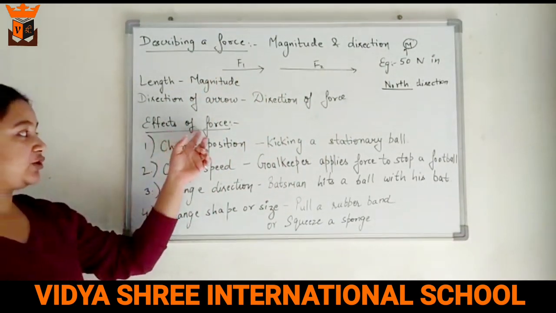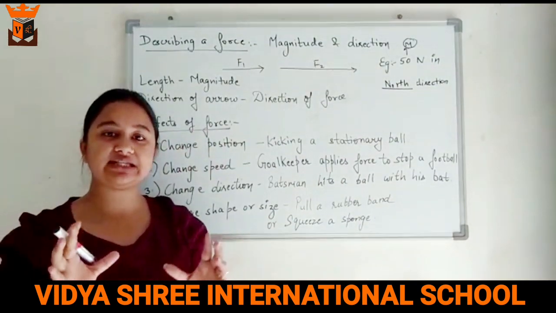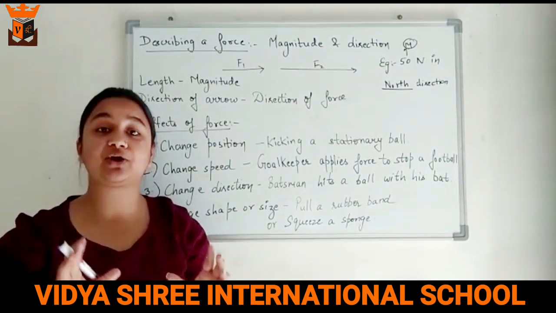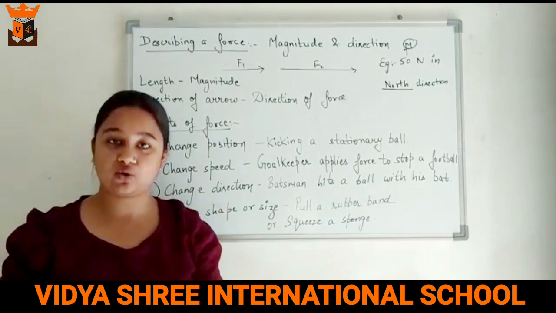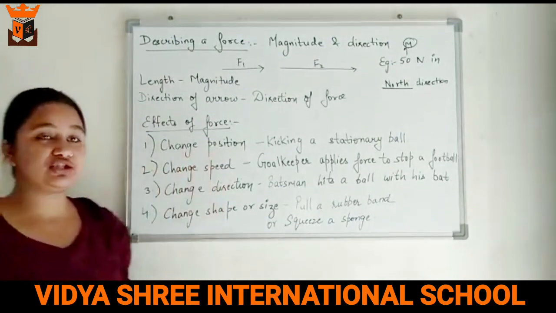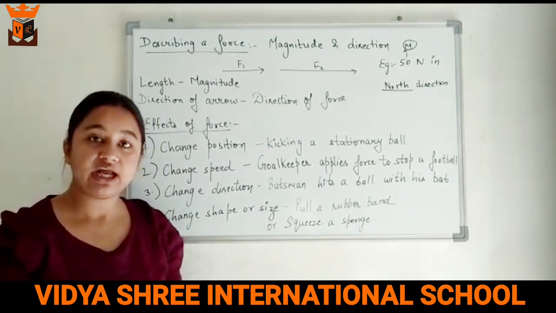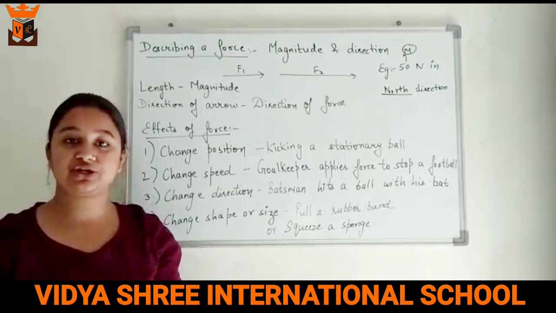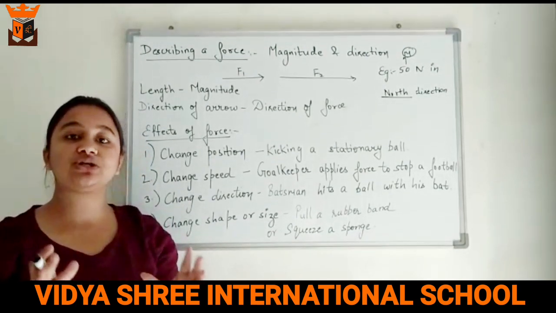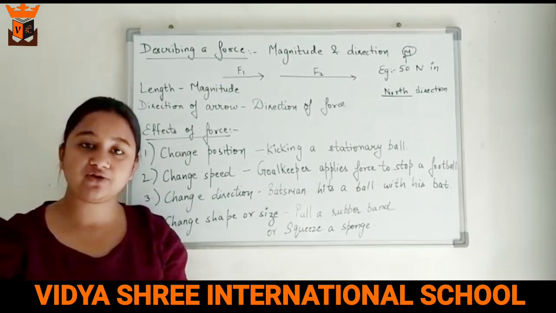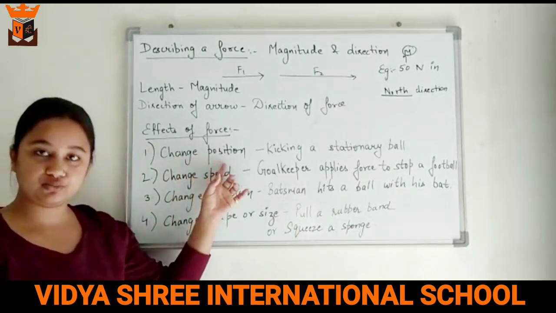Moving forward, the effect of force. Whenever you are applying force on any object, you can see some changes in that. That is the effect of force. Here we are talking about the four effects that a force can cause. First is the change of position. Whenever you are kicking a stationary ball, stationary means at rest. If a ball is in a stationary position, it means it is at rest. And whenever you are kicking it, you are changing the position by applying force from rest to motion. So this is the change in position.